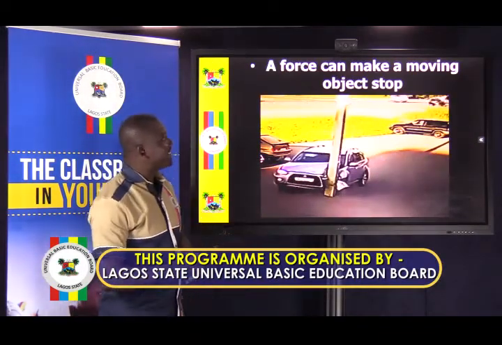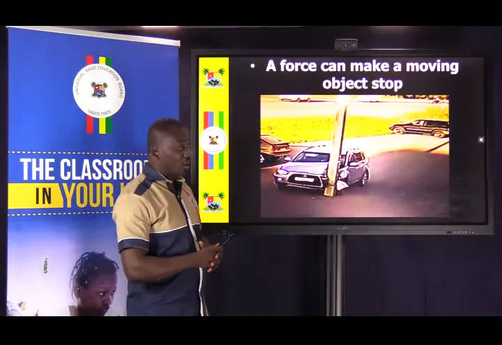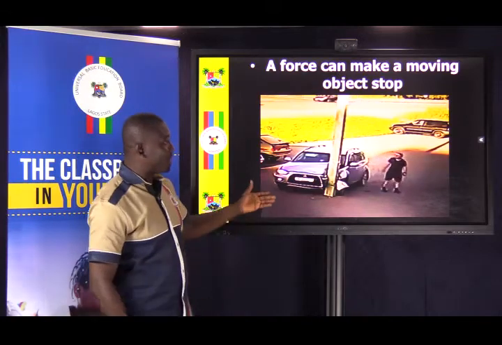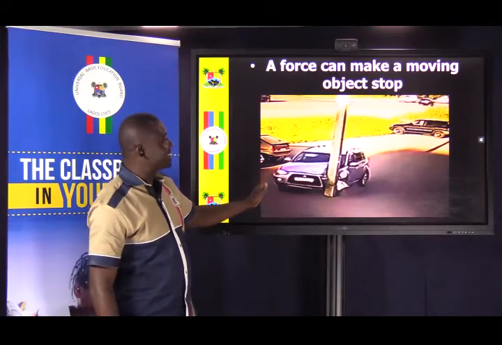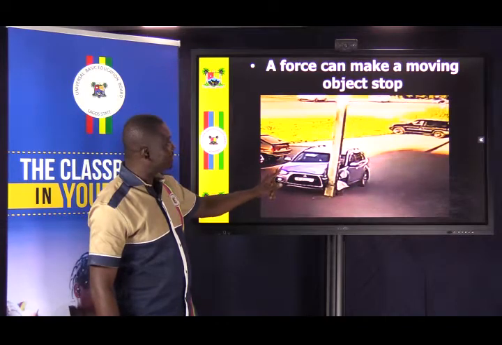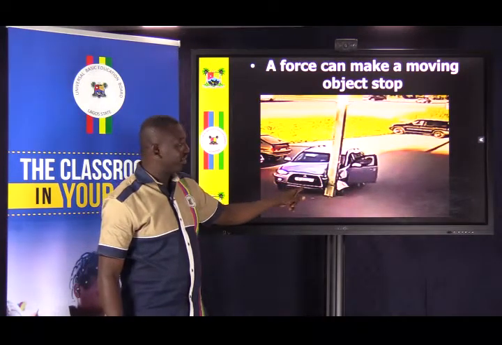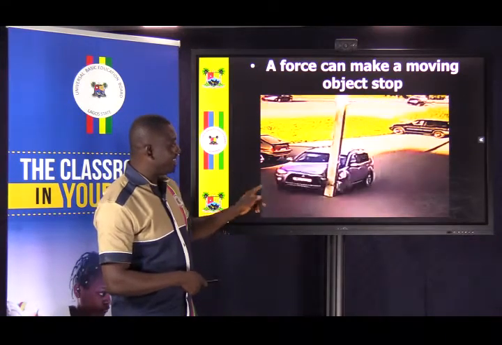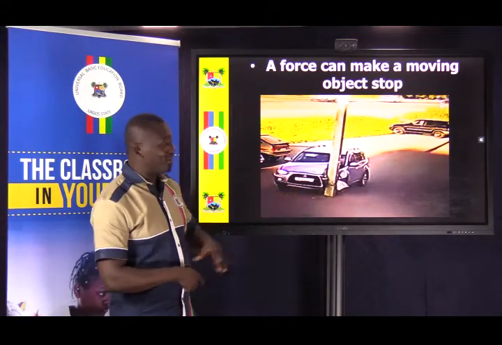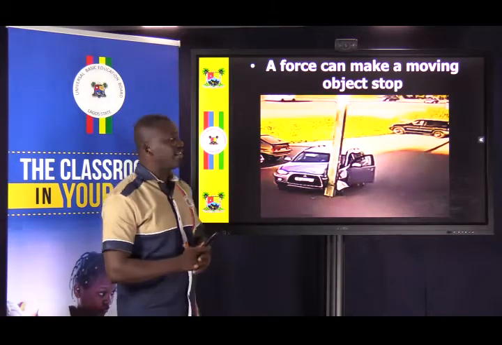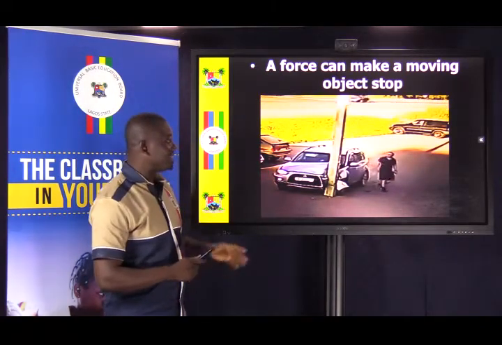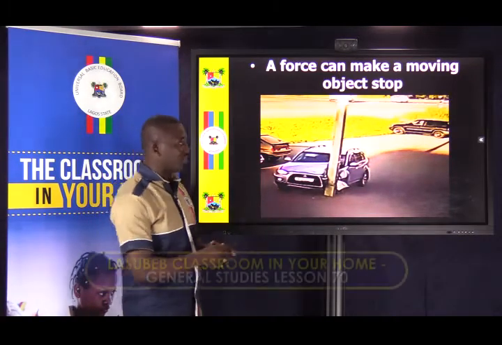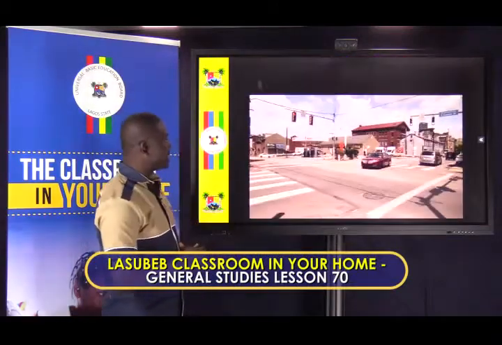A force can make a moving object to stop, okay? I want us to look at the screen and see how a force stops. Okay, let's look at it quickly. All right, you can see the car coming and the force stopped the car from moving. So a force can make a moving object to stop. Can you see that? It makes the car to stop. All right, let's go to the next one.